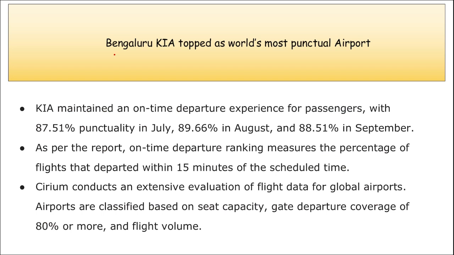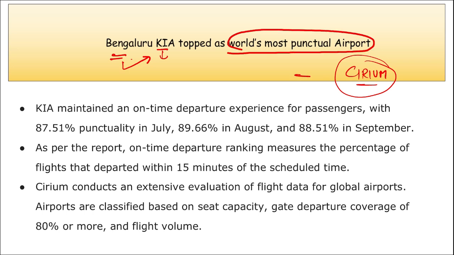Next, we are talking about Bangalore, right? Recently, a report was released by Cirium. Their monthly report was released, and here Bangalore's KIA. What is this KIA? That is your Kempegowda International Airport, has topped as the world's most punctual airport. I repeat, Bengaluru's KIA, that is Bengaluru's Kempegowda International Airport, has topped as the world's most punctual airport according to Cirium's monthly report. Right?